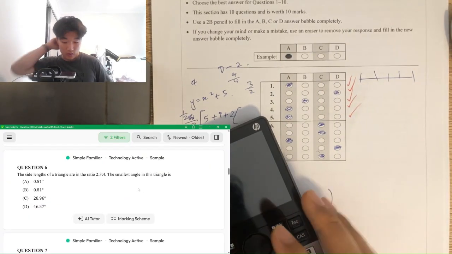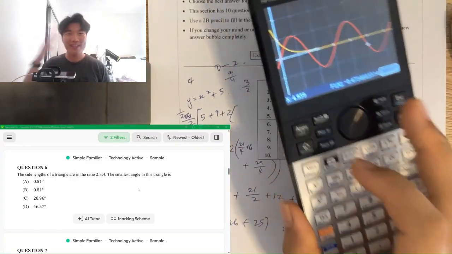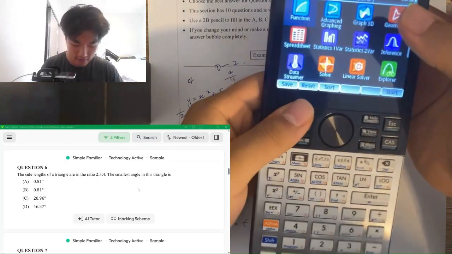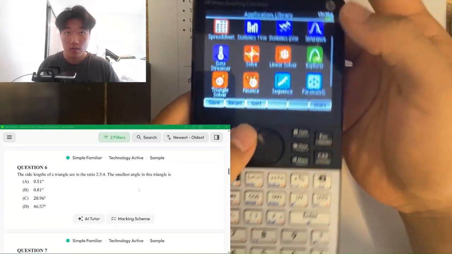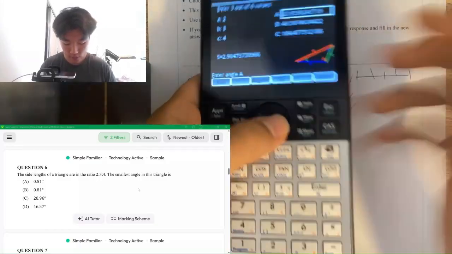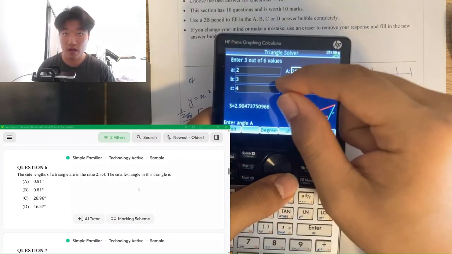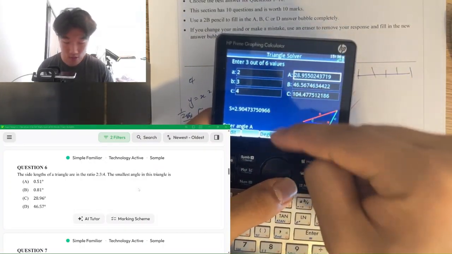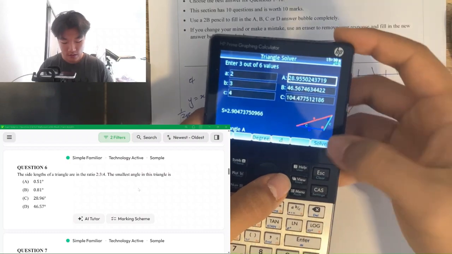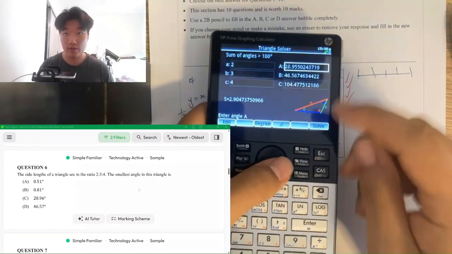Side lengths of a triangle, again. Graphics calculator. I cannot reiterate this enough. You don't need to provide working, so why bother? Look, see, it's already here. I've already done it for you. So the ratio between the sides are just 2, 3, 4. You just enter 2, 3, 4. Then you press solve. Boom. I've already solved it.